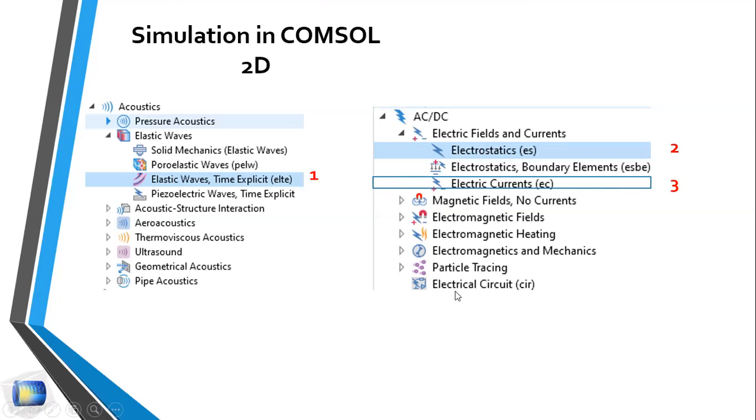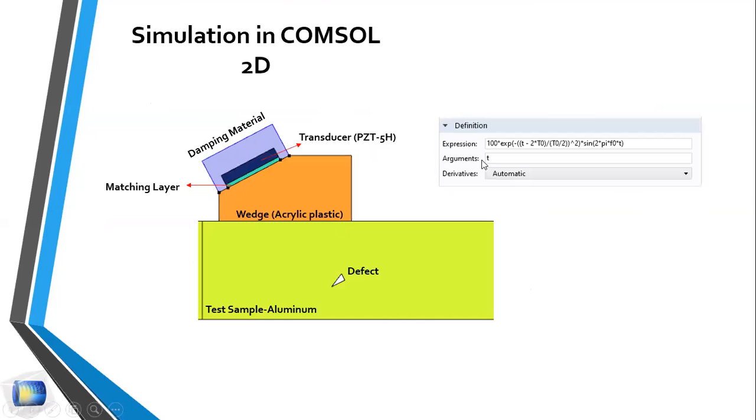We should add the electrical circuit for applying a voltage source, because we need to provide a unique function for the driving voltage, not a constant. We should apply it with respect to time. This is one example of driving voltage that we have defined in the analytical function. This is the damping material. Here is the transducer, and it is the matching layer. This is a wedge. This is the aluminum test sample, and this is the defect.